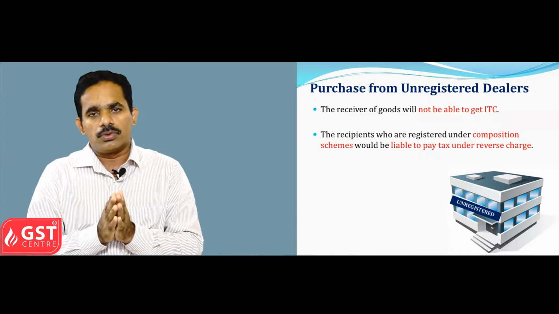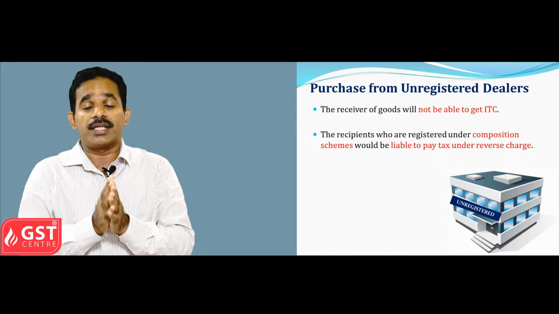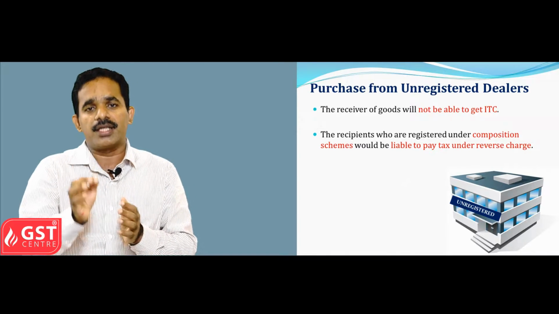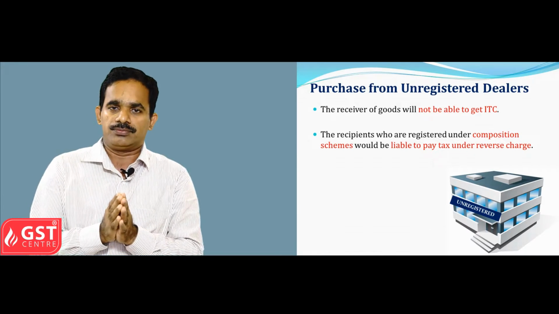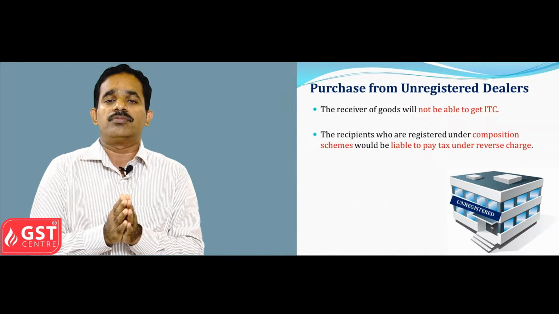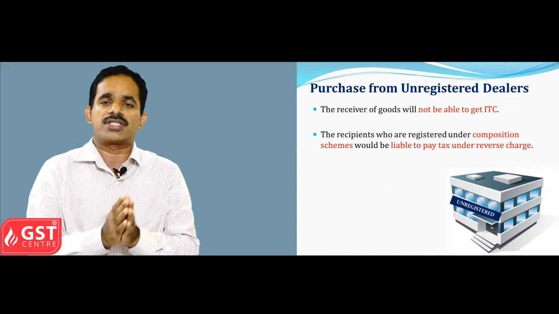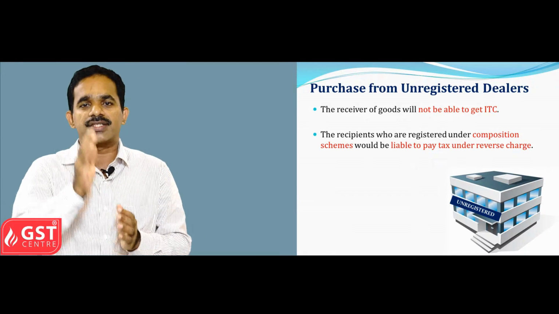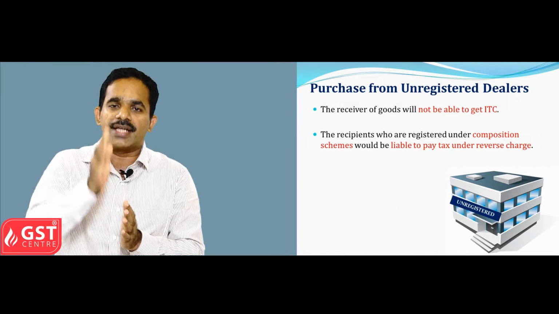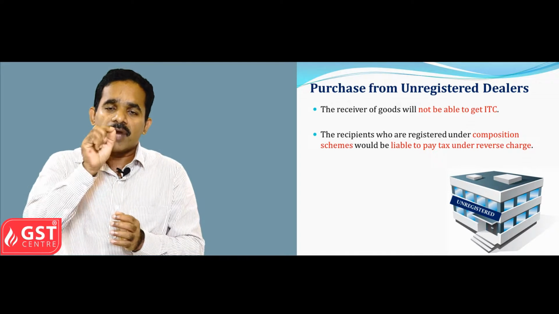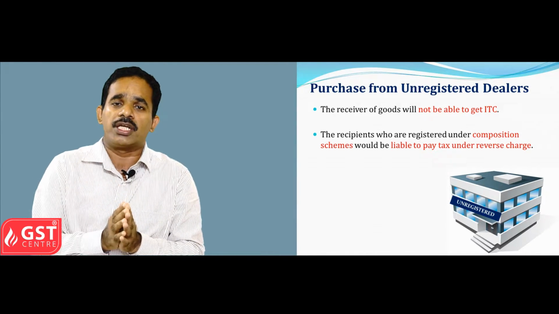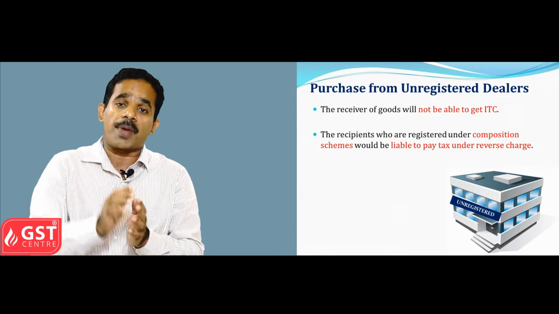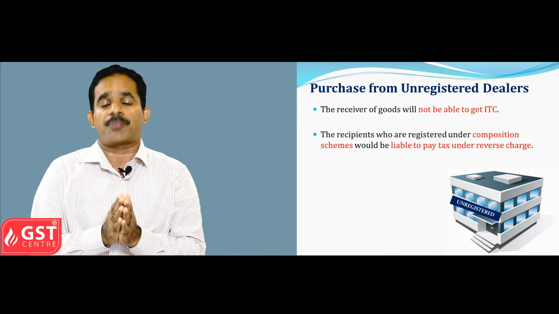Let us look into the purchase from unregistered dealers under the model GST law. In a situation where a person is buying from an unregistered dealer, the person cannot claim input tax credit on the goods or services purchased from an unregistered dealer. And if a person buys goods from the unregistered dealer and he is registered as per the model GST law under the composition scheme, then he has to pay GST as per the reverse charge mechanism.